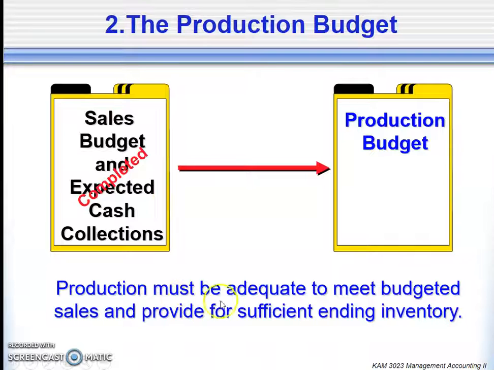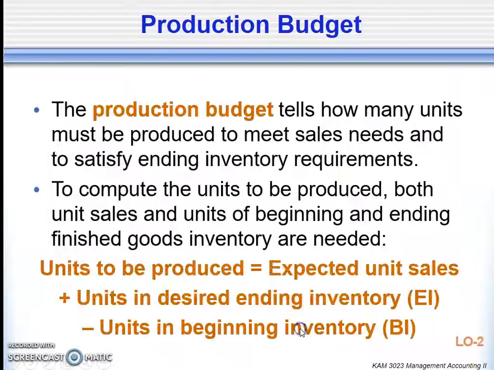Okay, the production budget. The production must be adequate to meet budgeted sales and provide for sufficient ending inventory. The production budget tells how many units must be produced to meet sales needs and to satisfy ending inventory requirements. To compute the units to be produced, both unit sales and units of beginning and ending finished goods inventory are needed. So units to be produced equal the expected unit sales plus units in desired ending inventory minus units in beginning inventory.